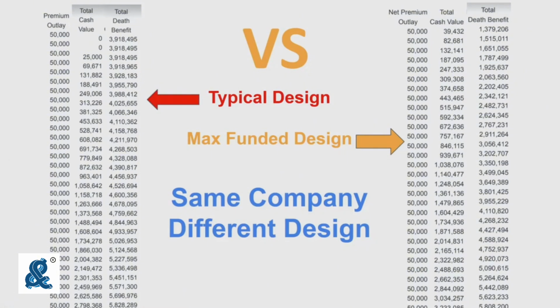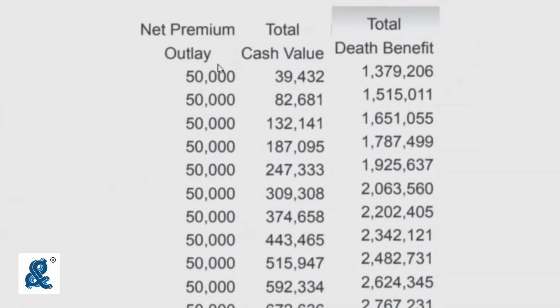Versus a max funded policy with the same company, you put $50,000 in, and you have $39,000, with a way different death benefit, $1.3 million. That's why we're a big fan of term, because if you need a $4 million death benefit, we would get the rest in term insurance, since that's the most efficient way to utilize your capital. So you put $50,000 in, and instead of having nothing to show for it, you have $82,000. It's vastly different.